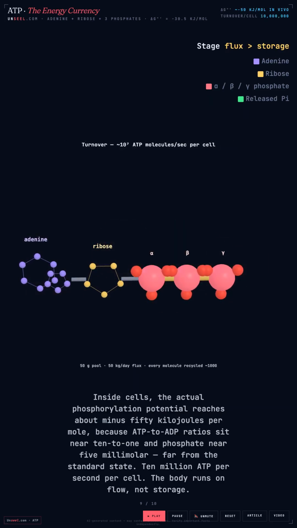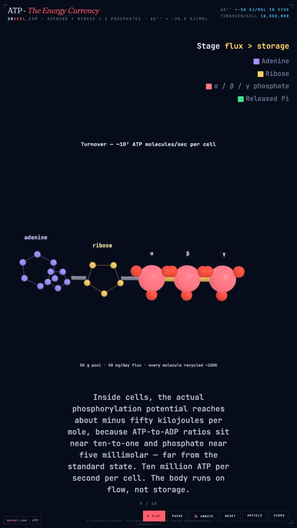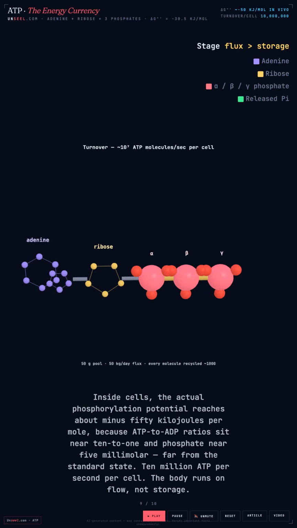Inside cells, the actual phosphorylation potential reaches about minus 50 kilojoules per mole because ATP to ADP ratios sit near 10 to 1 and phosphate near 5 millimolar, far from the standard state. 10 million ATP per second per cell. The body runs on flow, not storage.